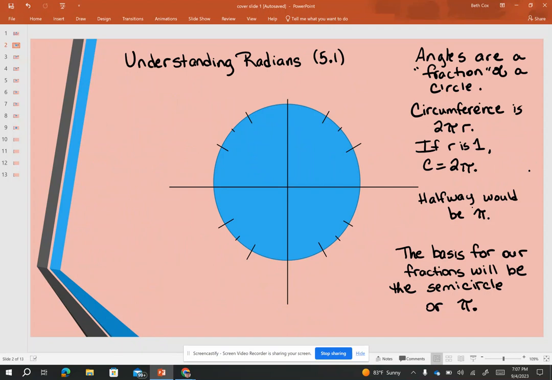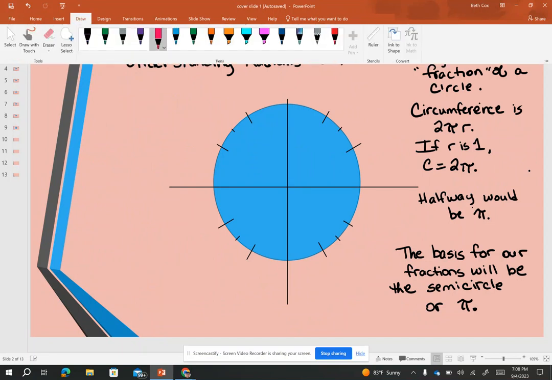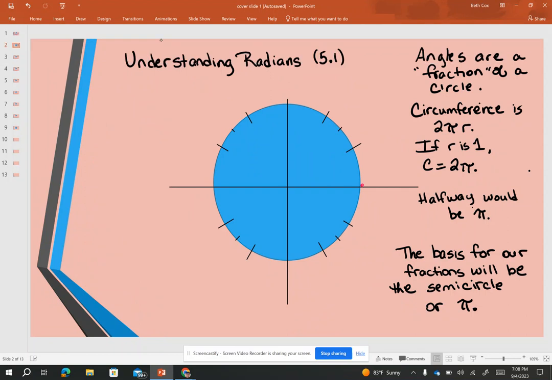And if we think about what we know about circles and angles, the circumference of a circle is 2 pi r. That's our circumference formula, and if r is 1, then the circumference is 2 pi. So what that means is all the way around the circle is 2 pi. So the angle from here all the way around the circle would be 2 pi. Halfway around the circle would be pi.